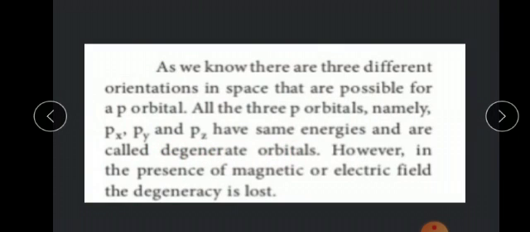However, in the presence of a magnetic or electric field, the degeneracy is lost. This is the p shell. Now, students, suppose a multi-electron atom is present. What is meant by multi-electron atoms? More than one electron, two electrons, as the atomic number increases. You already know the nucleus is present at the center, surrounded by an orbit, and in this orbit the orbital is present. Yes or no? Here the electron is present.